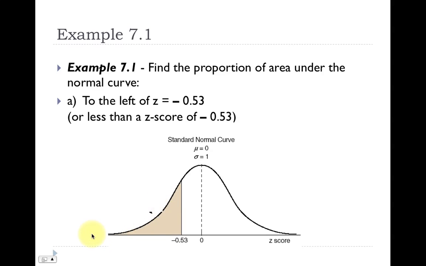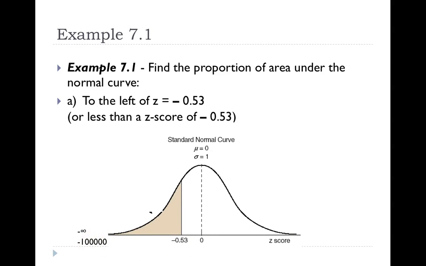Okay, so on our calculator to do this, we still need to use a lower limit and an upper limit, but this time we're going to make use of negative infinity. Negative infinity is going to be our lower limit because it's on the left, and negative 0.53 is going to be our upper limit because it's on the right.